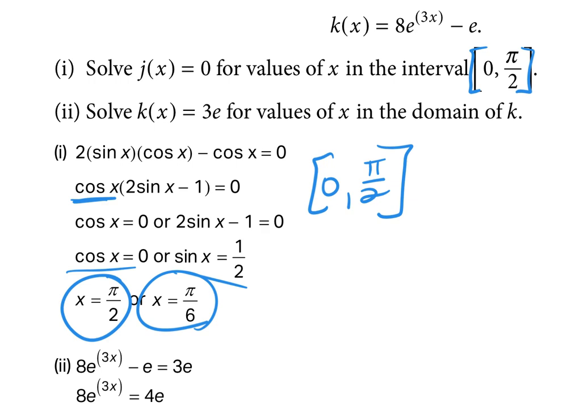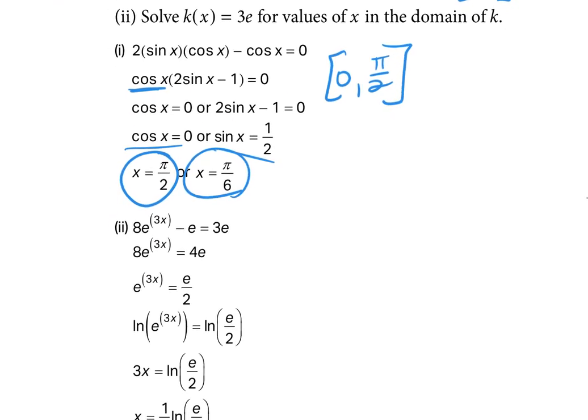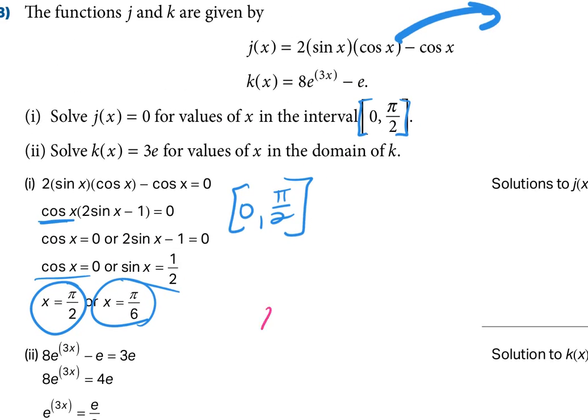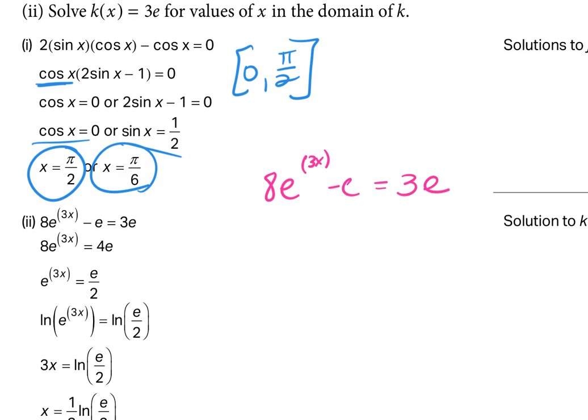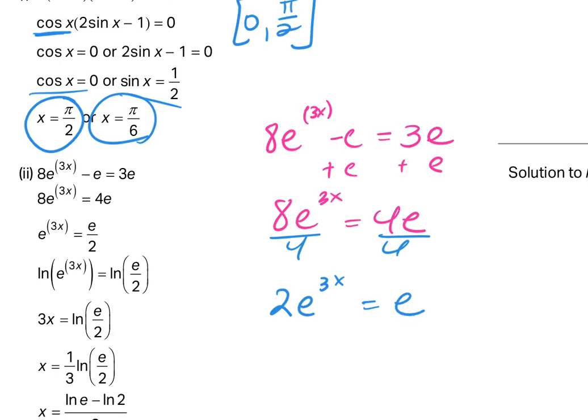The hardest one was the next one. It said solve k of x equals 3e. So you would have said k of x, which is 8e to the 3x, minus e equals 3e. And then I would add the e to the other side, and I'd get 8e to the 3x equals 4e. I would have divided both sides by 4. And 2e to the 3x equals e.